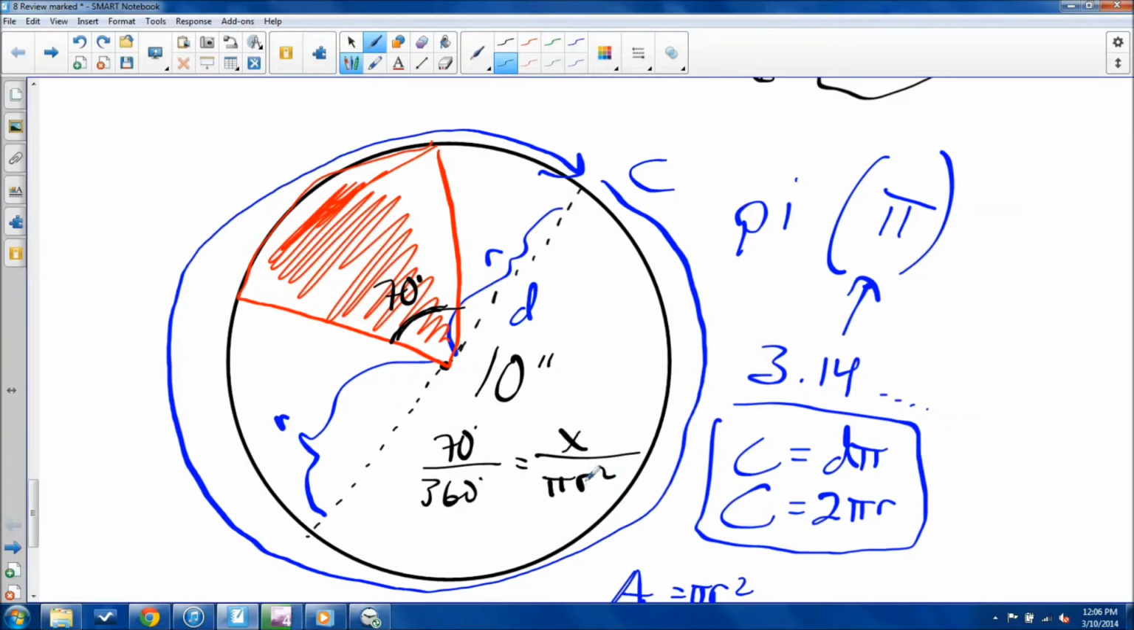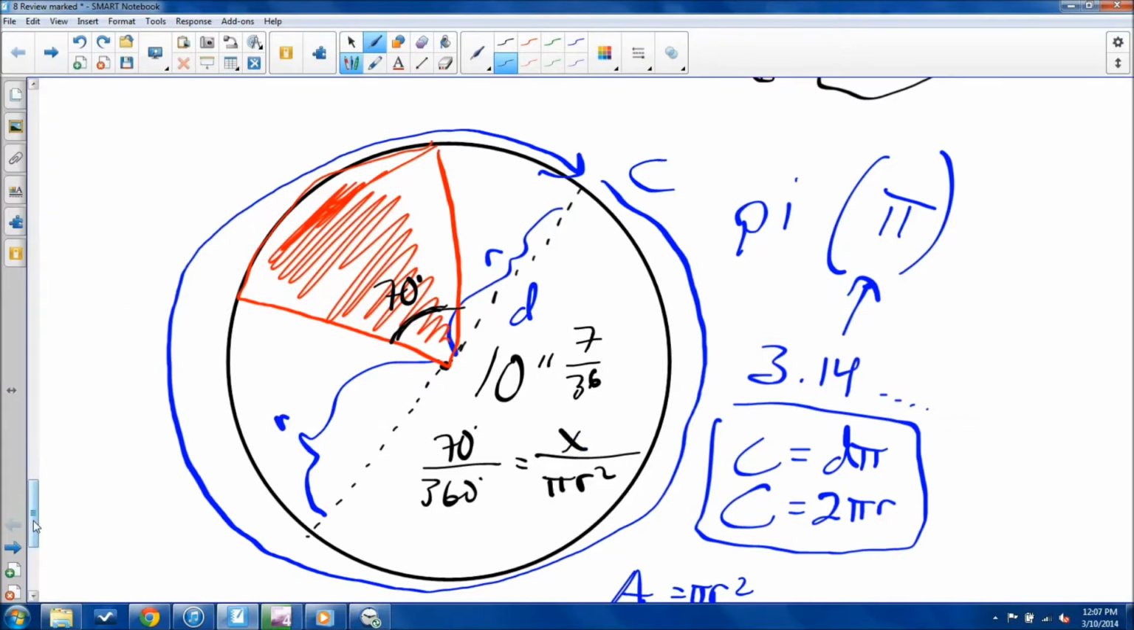Now, in most cases, you're going to know what r is. Maybe it's 5, in which case your area is 25 pi. So whatever this is, it reduces to 7 over 36. You're going to take 7/36 of your area here.